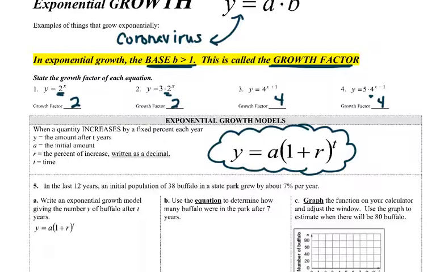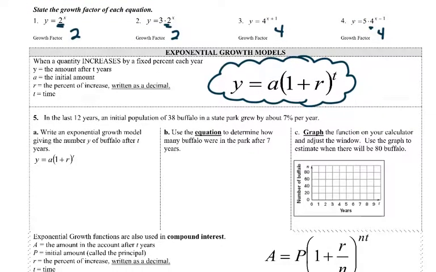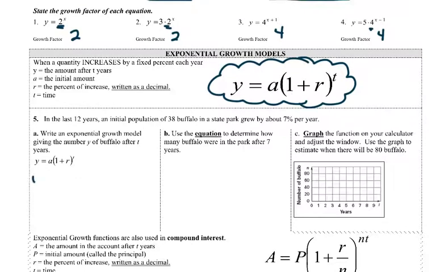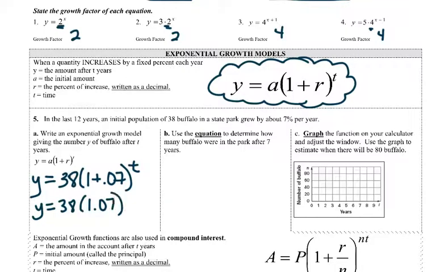So here it's talking about buffalo. Like buffalo grew at 7% a year. Can we write a model for this? So yeah, sure. So y equals the initial amount, which is 38, times 1 plus 0.07 to the t. So that's our function. Or you could say y equals 38 times 1.07 to the t.